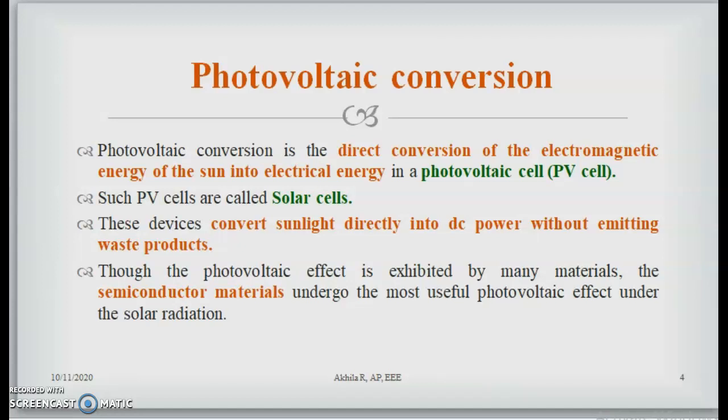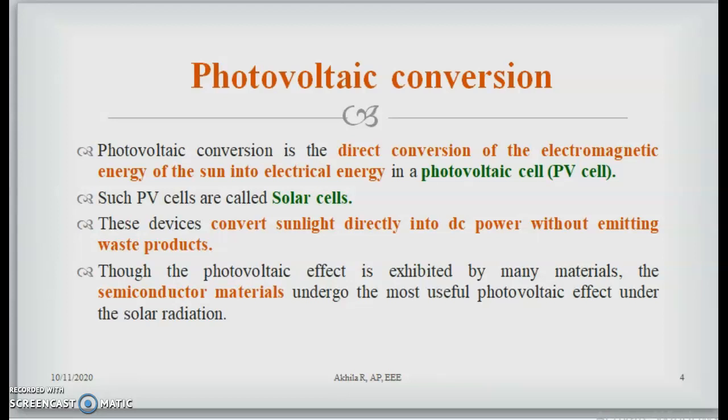Hello everyone. In this video we are going to see a very beautiful and general topic which is photovoltaic conversion, and we'll also be having an introduction to the very famous photovoltaic cell or solar cell, which is a current trend. Okay. So photovoltaic conversion, as you know, is the direct conversion of electromagnetic energy of the sun into electrical energy using a photovoltaic cell.